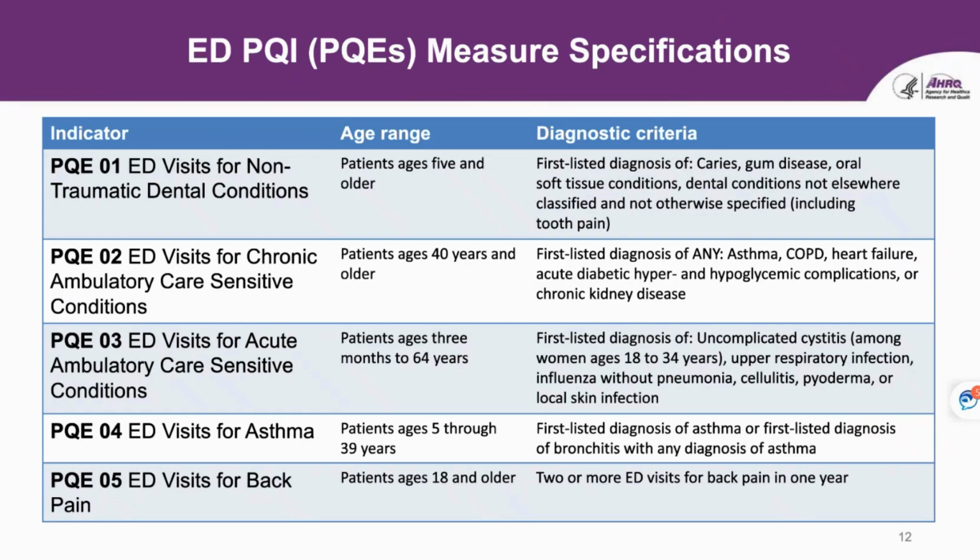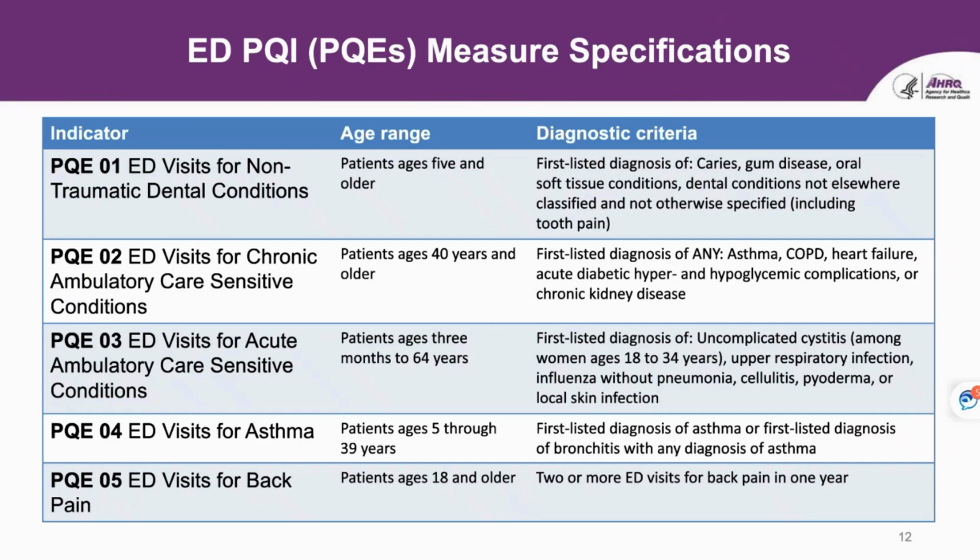The PQE specifications overlap with both PQI and PDI specifications because they include visits for both adults and children. The dental condition PQE, PQE1, includes emergency department visits for non-traumatic dental conditions like caries, gum disease, and mouth pain from unspecified conditions for children aged 5 and over and for adults. The chronic conditions PQE, PQE2, is restricted to adults aged 40 and over. It includes visits for asthma, COPD, diabetic complications, kidney disease, and heart failure.